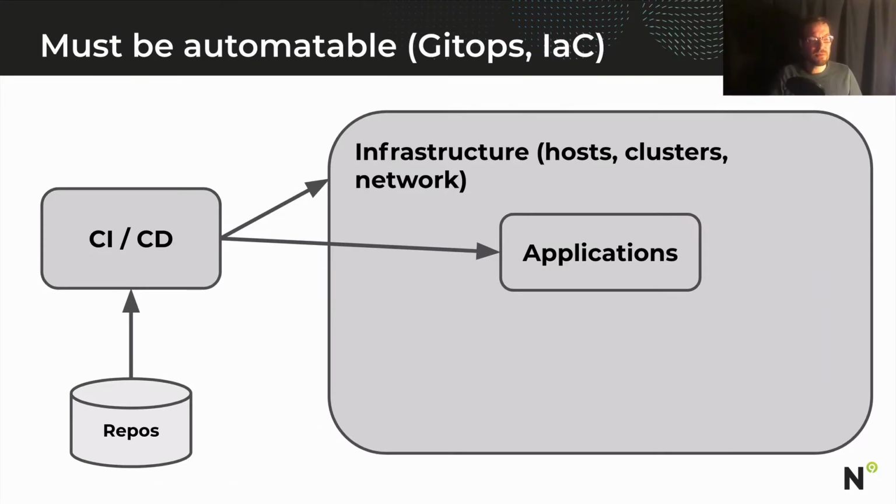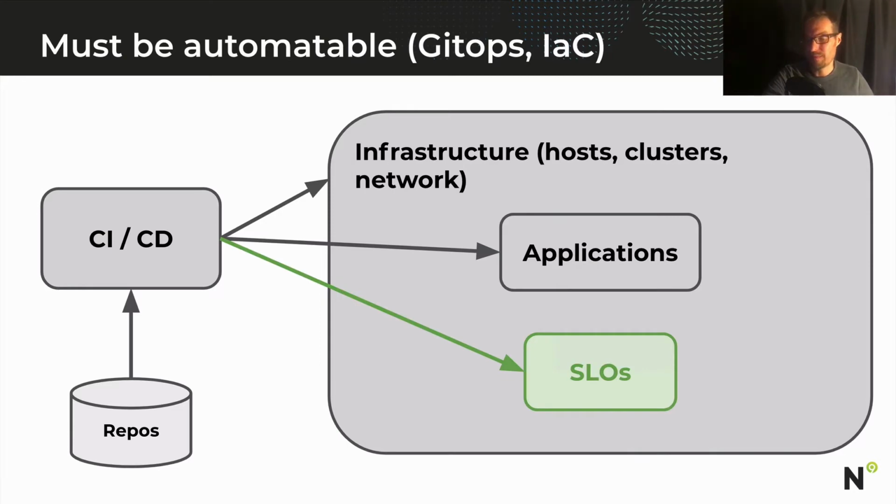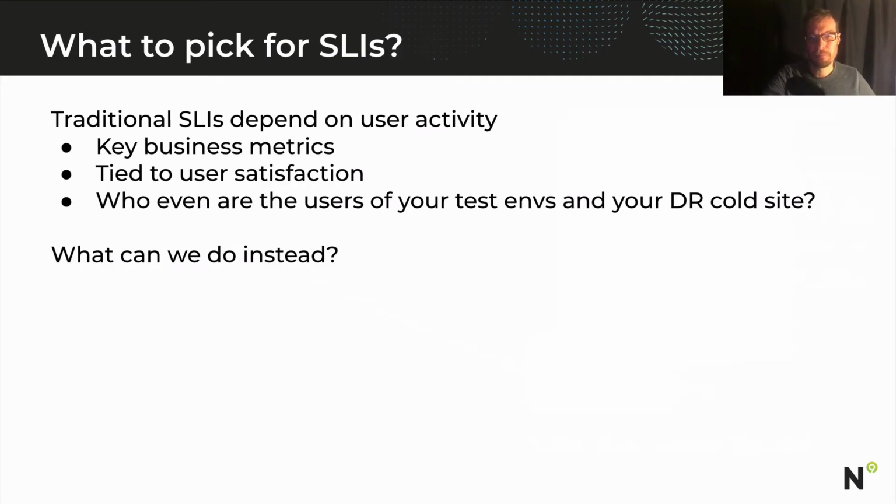Next, and this is a prerequisite, your SLOs have to be automatable. So already your infrastructure as code or GitOps system is creating infrastructure from your CI/CD system out of your repos. It's standing up your applications. If this is going to work in parallel with that, we need the same thing. We basically need SLOs as code, or it's not really going to be feasible to treat the actual symptom.